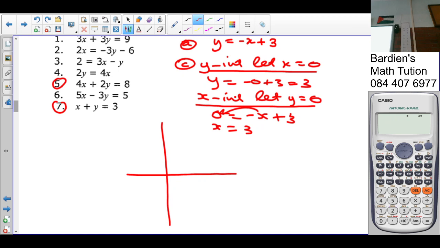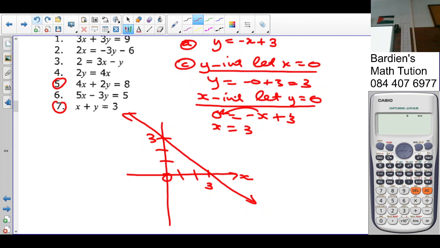X is positive on the right hand side, and y will be positive above, with the same distance from there to there. Why? Because y is 3. So what we do is again, we draw the straight line going through. If you want to draw the increments of 1 there, no problem.